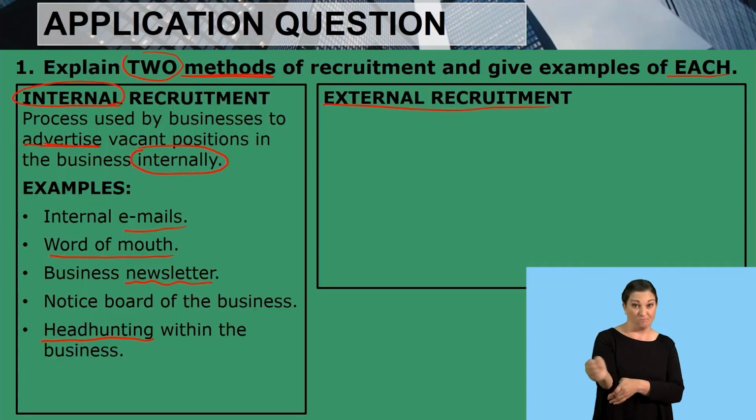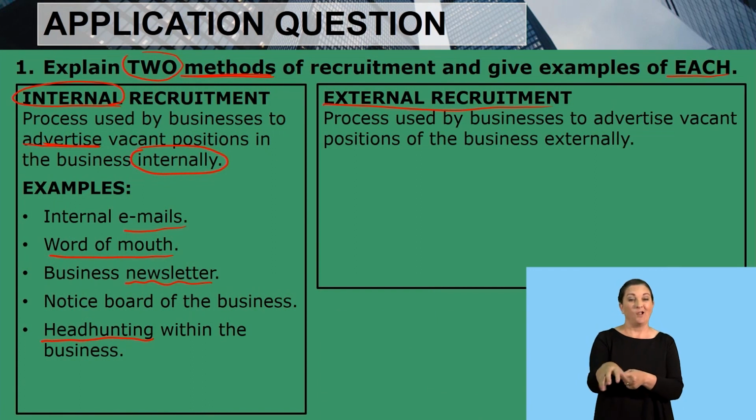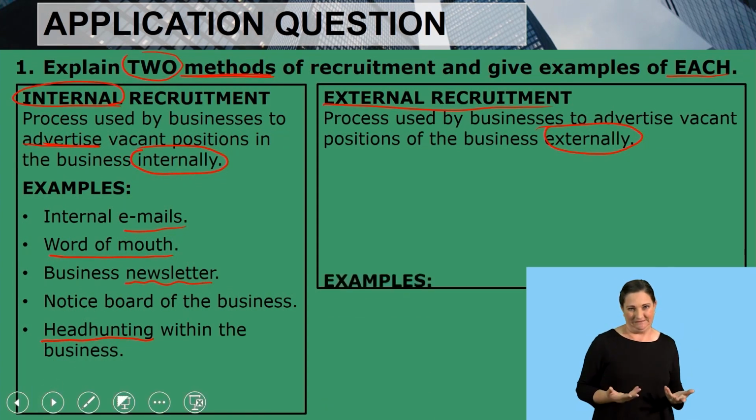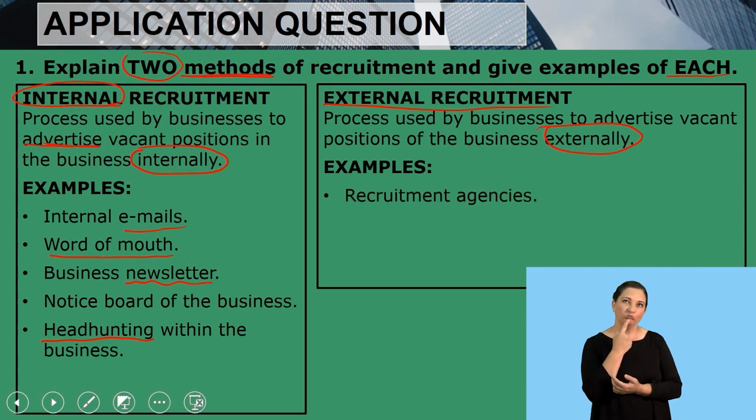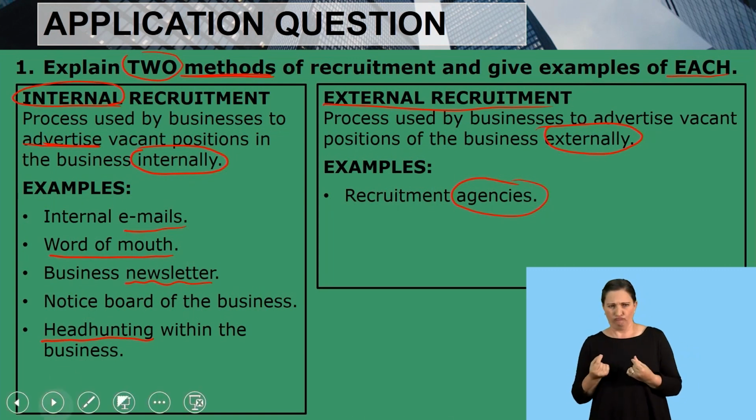Then we also have, like we said, external recruitment. This is the process used by businesses to advertise the vacant position of the business externally. So now we are looking for new employees outside the business. The examples will include using recruitment agencies. With agencies, these are the people that will help the business to find candidates on their behalf.